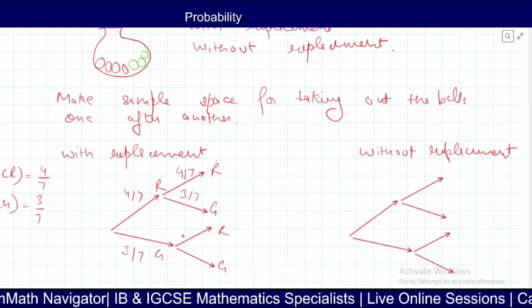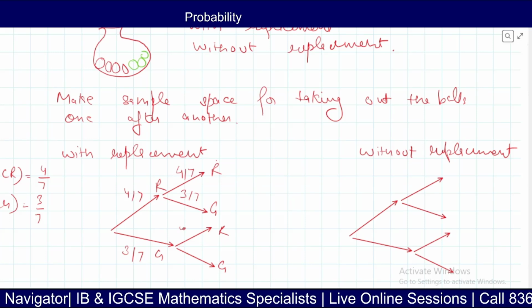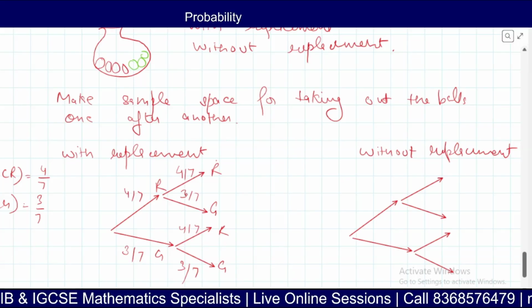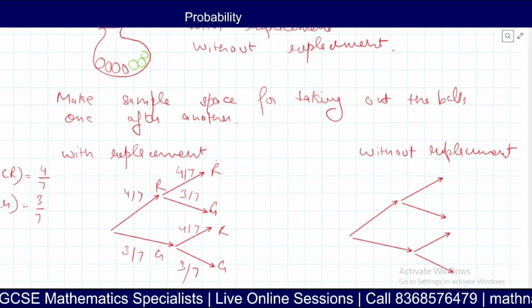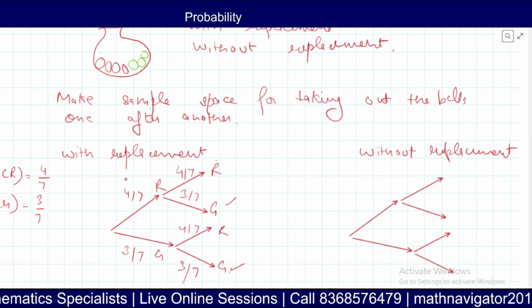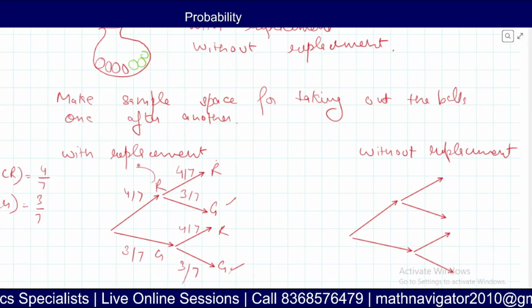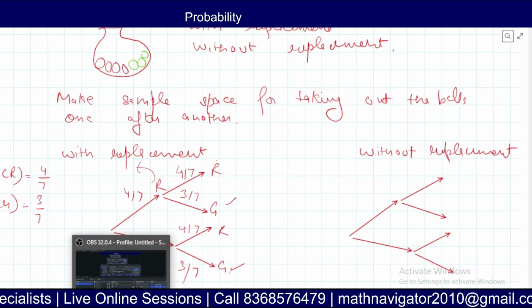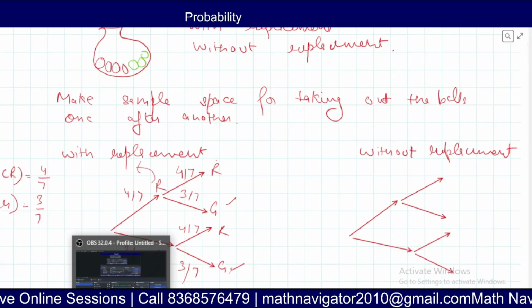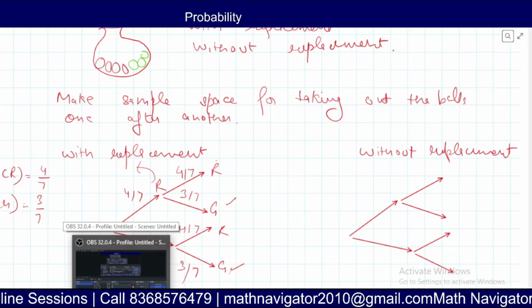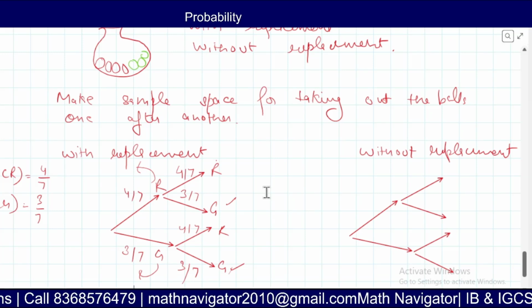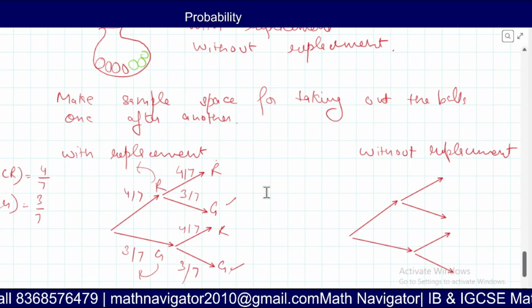So probability of green after red is 3/7, and probability of green after green is 3/7. So if you see, the probability of green as a second ball stays 3/7 in both the cases, here and here. It is independent of whether the first ball is red or the first ball is green. So these are independent events. Got it? That means getting a green ball in the second attempt doesn't make any difference whether in the first attempt you have got a green ball or a red ball. So these are two independent events.